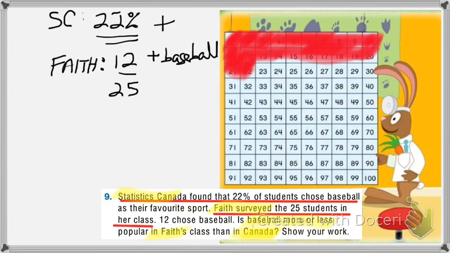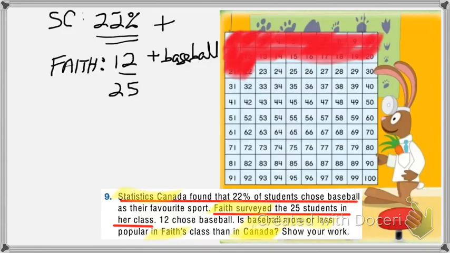Does everybody agree with that? Yes. Okay, so if that's the case, we need to try and see whether or not Faith's class likes baseball even more. So I'm going to change the image, but still use a 10 by 10 grid. So we're still going to use 100 squares.